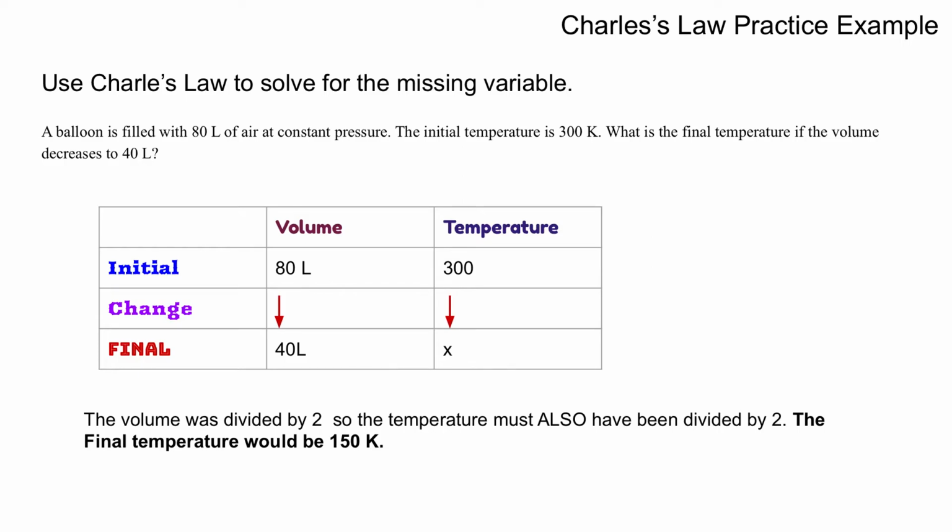So this is your BCA or ICE table, whatever you like to call it, or ICF table. So my initial volume was 80. My initial temperature was 300. I decreased my volume to 40. So how much did I decrease my volume? I decreased my volume by dividing by 2. So I must have also divided my temperature by 2. So the volume was divided by 2, so the temperature must also be divided by 2. The final temperature would be 150 K.